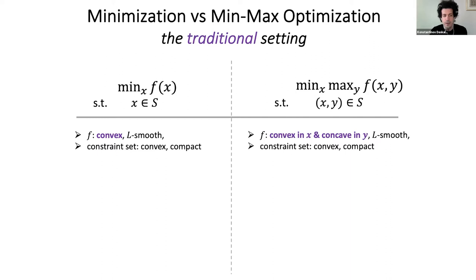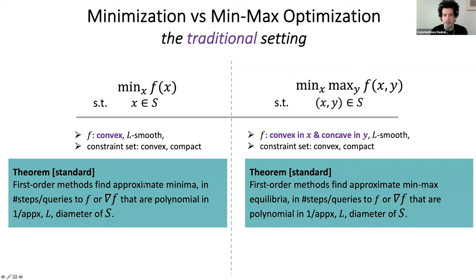And in this classical setting, there are a lot of links between the left and the right-hand side, of course, because of convex programming duality. And in particular, there's not much difference in terms of our ability to optimize the left or the right-hand side. So in both cases, there are first order methods. I mean, there are a lot of other methods, but in particular, there are first order methods like gradient descent, which find approximate minima in a number of steps and queries to the function and/or its gradient that are polynomial in the approximation that you're shooting for, the smoothness and the diameter of the constraint set.